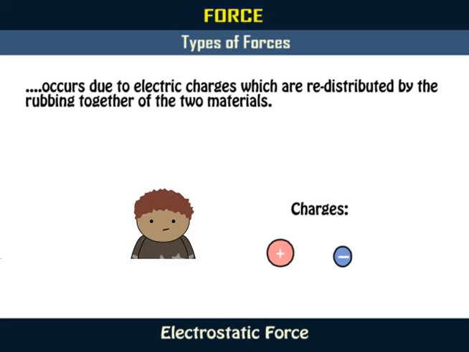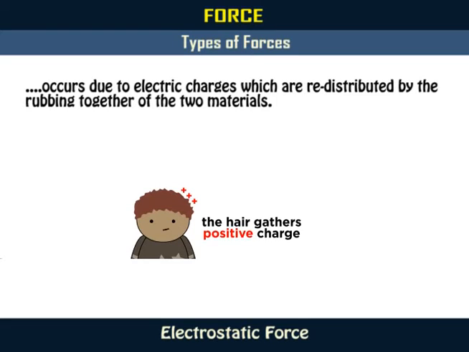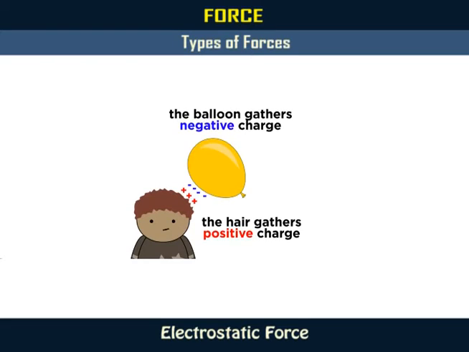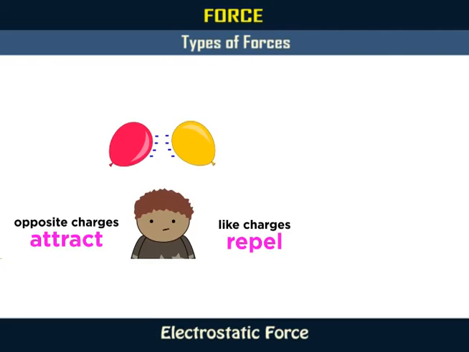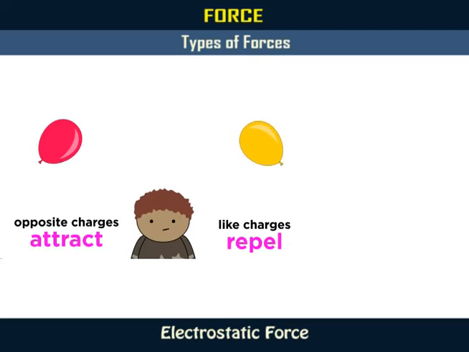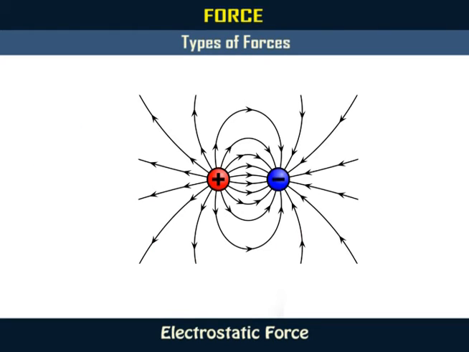When you rub the balloon on your hair, the hair acquires positive charges and the balloon gathers negative charges. Like magnetic poles, opposite charges will attract one another, which is why the hair sticks to the balloon, and like charges repel, which is why the two balloons push each other away. Just like magnets, charges have electric fields around them, and this is the region around the charge where the electrostatic force can be felt.